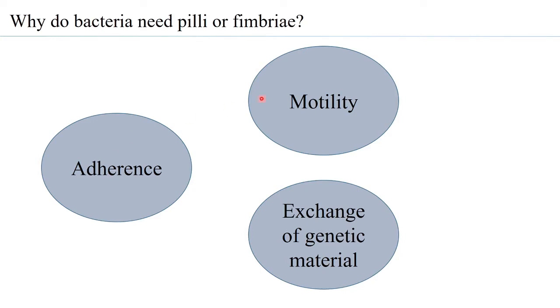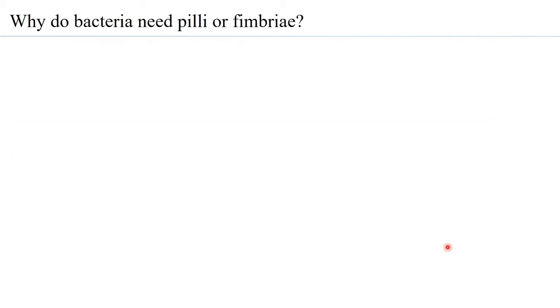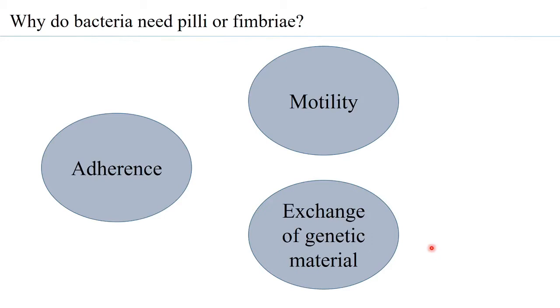So these three major characteristics associated with pili or fimbriae have enabled the formation of biofilms or these communities, and thereby enabled the bacteria to survive and grow in complex ecologies, face environmental challenges, or survive with other bacteria. So all these are attributed to these characteristics.